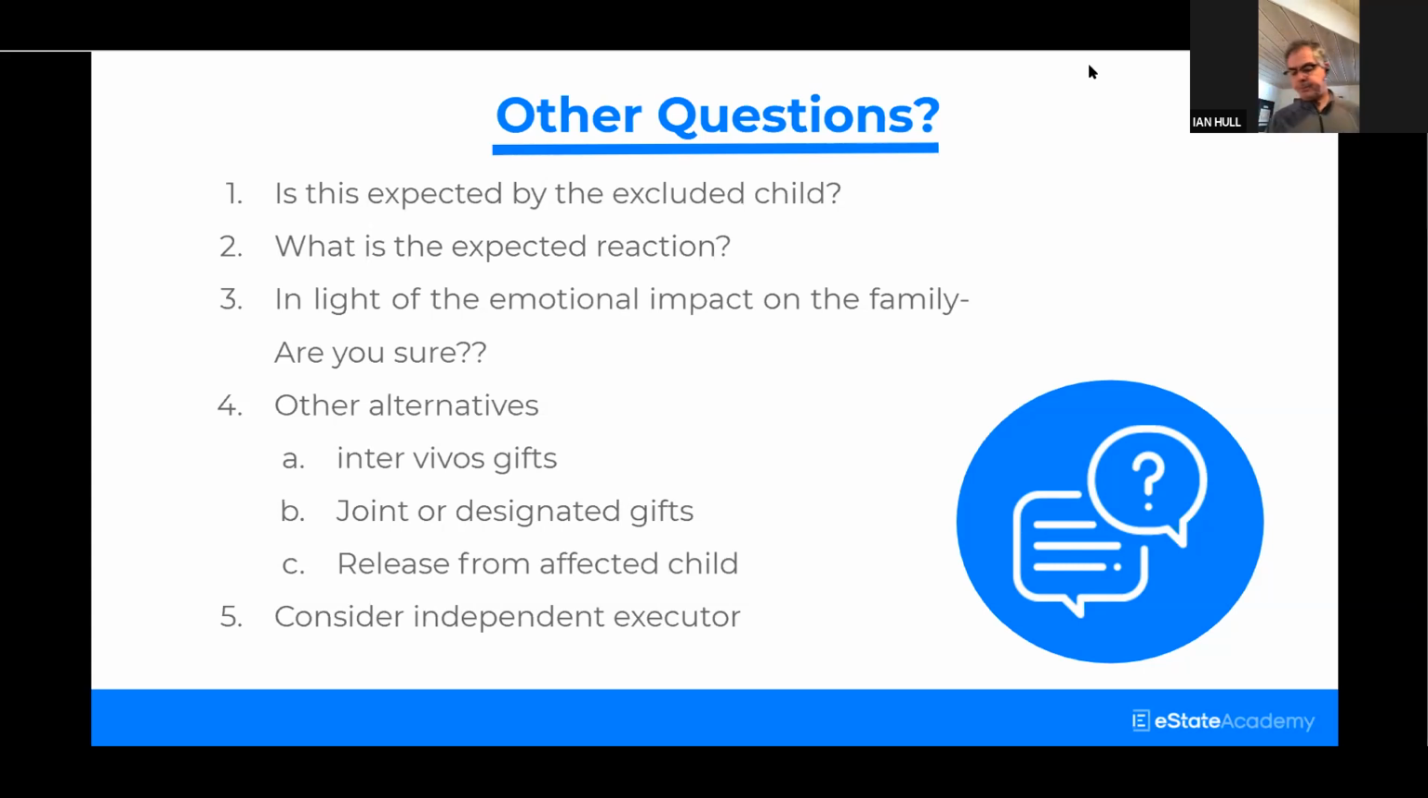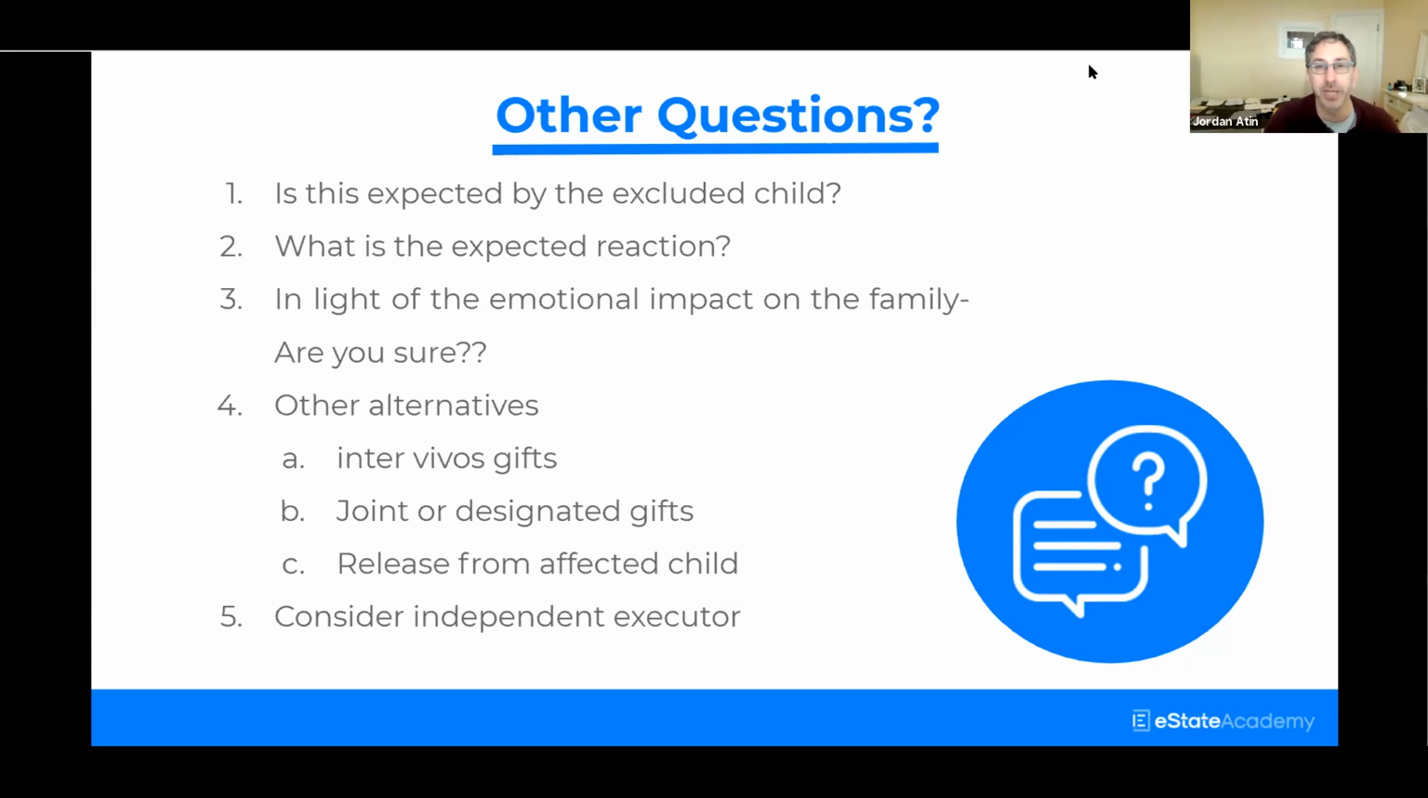Right. And then there are some other options, right? There are, for example, you could gift while you're alive more to one kid than the other. Use joint assets and things like that. Not that those are perfect solutions by any stretch.